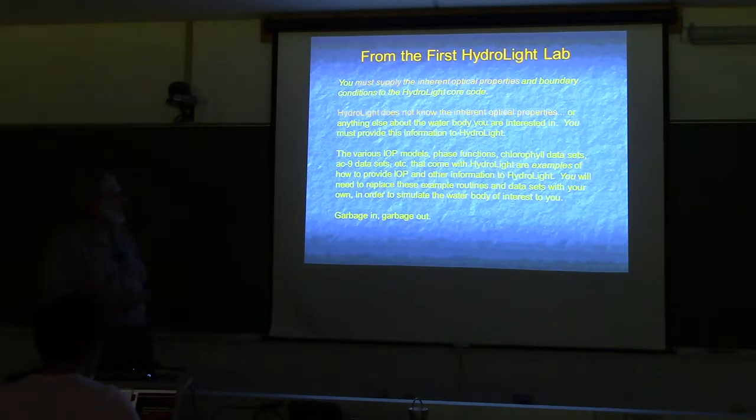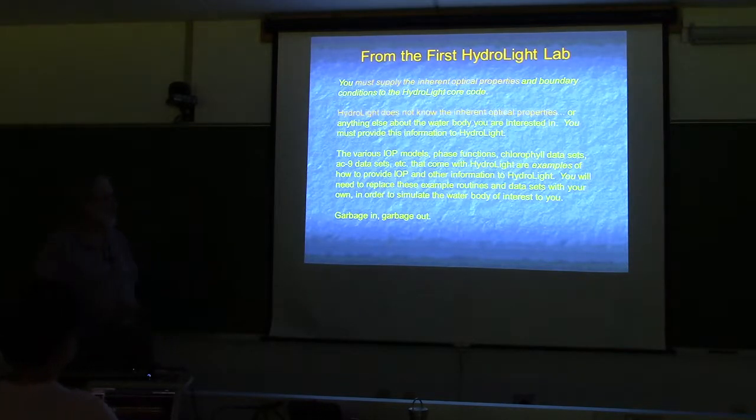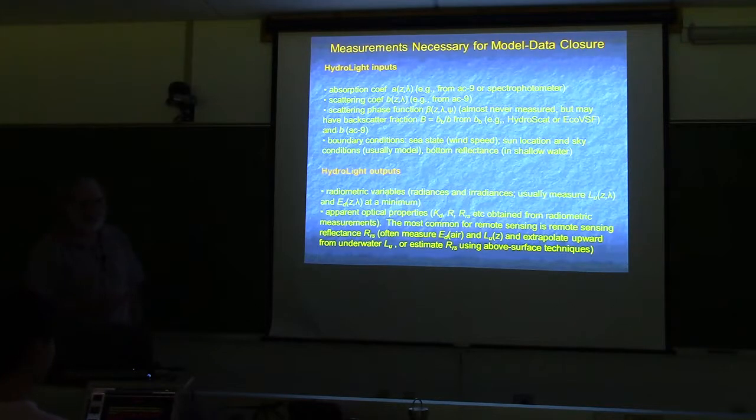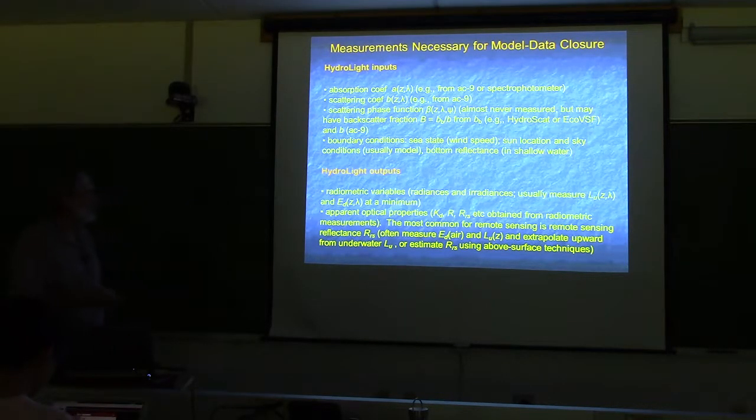So we'll see a little bit more this afternoon on how to read your own data files in. So you've measured absorption and scattering with an ACS. You've measured bottom reflectances. You've measured chlorophyll profiles. How are you going to actually put those into Hydrolight? We'll talk about that in the lab this afternoon. And then if you just think about, I want to do a Hydrolight run and get closure with the things I measured, so what all do I actually need?